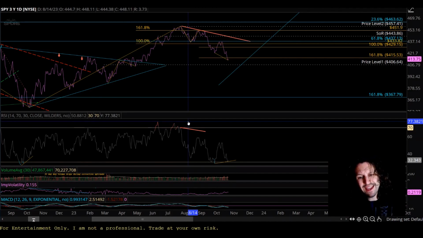The biggest moves actually happen at the deeply oversold and overbought levels on the RSI. It's really interesting.